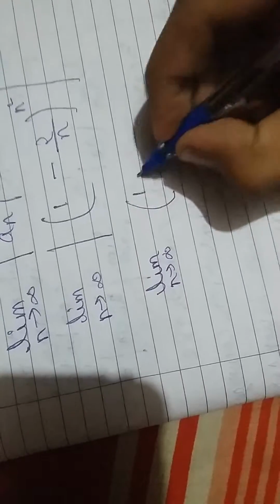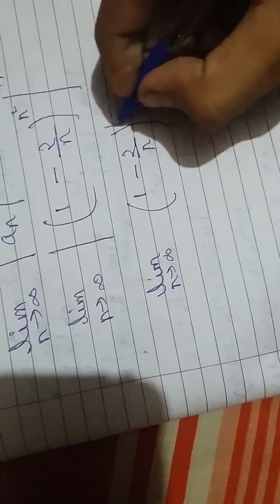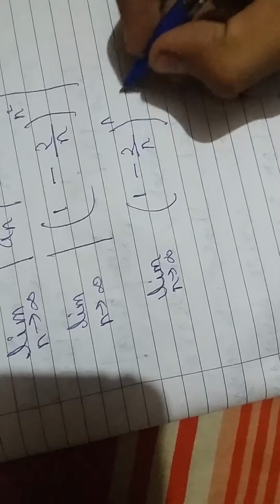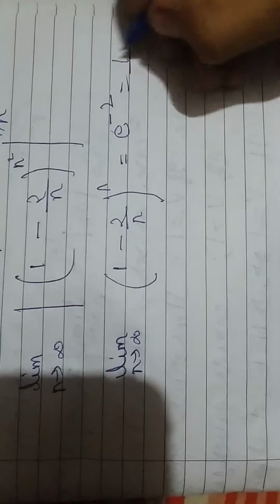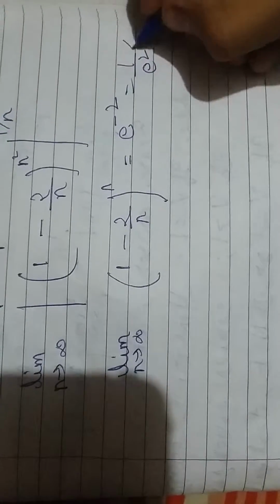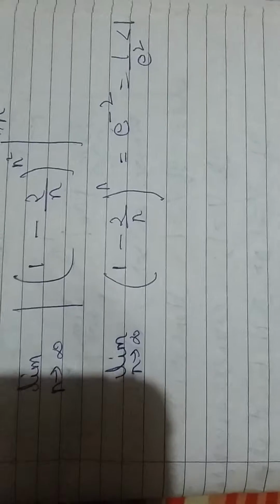Then we can get through it. As we know the identity, e to the power minus 2 gives the value 1 by e square, which is positive and less than 1.